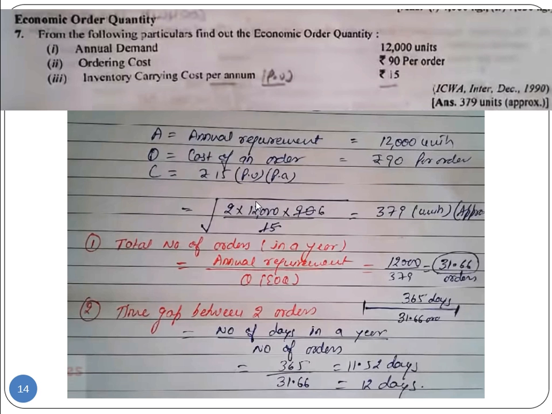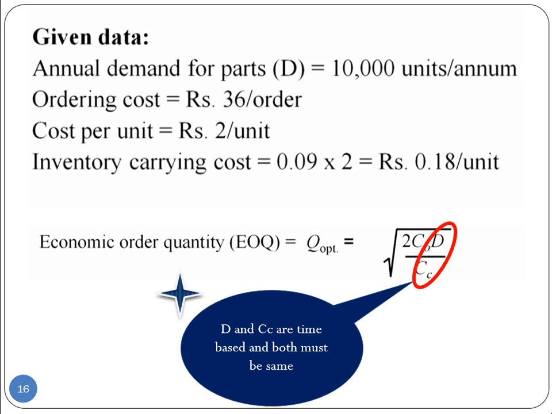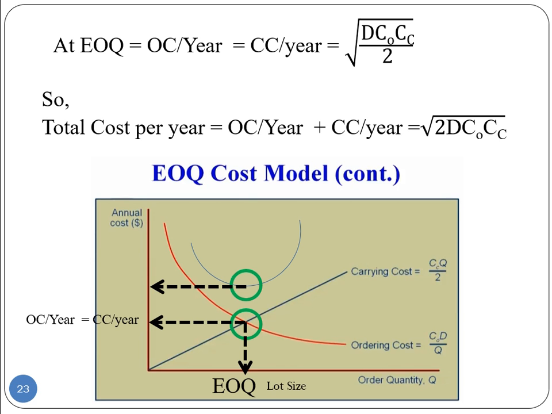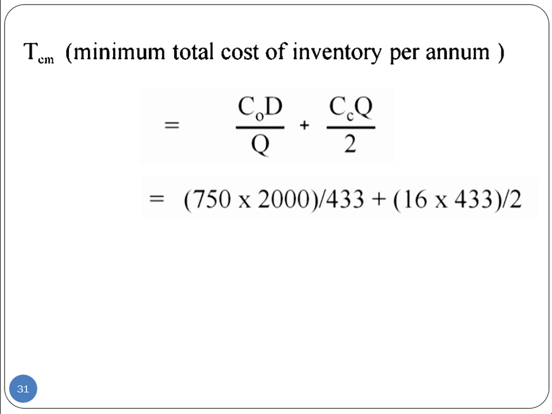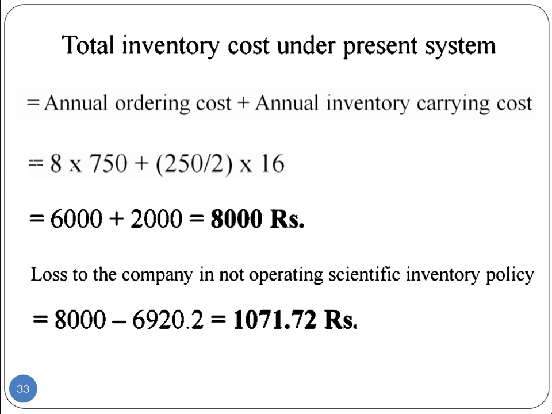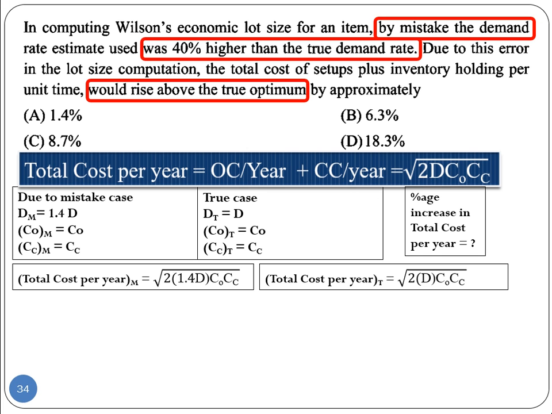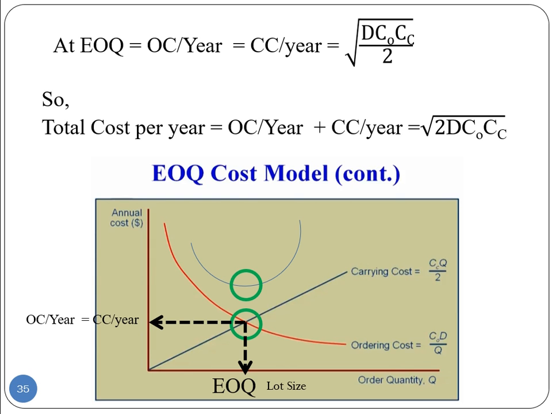And this numerical I have already covered in the previous lecture. This we have already covered. This is the minimum total cost, and whenever we are going to find the total cost, these numericals are very important guys. You have to practice these numericals. Okay.